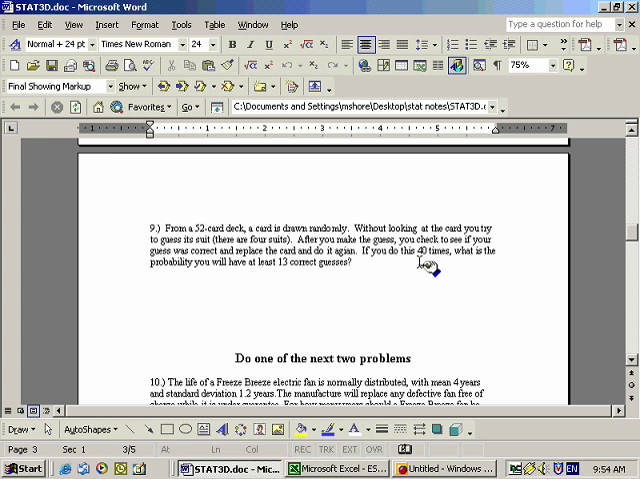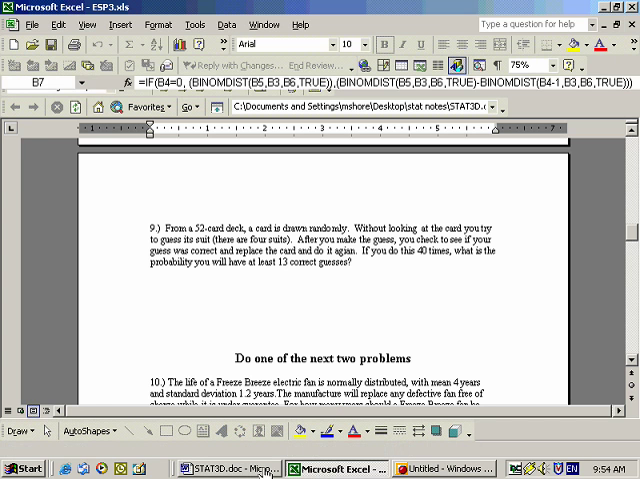Our N is 40 since we're doing this 40 times. And it says what's the probability that we'll have at least 13 correct. So our lower is 13, our upper is 40. So to do this problem, it's binomial again. So we want to get to the binomial sheet as soon as the computer catches up to us here.